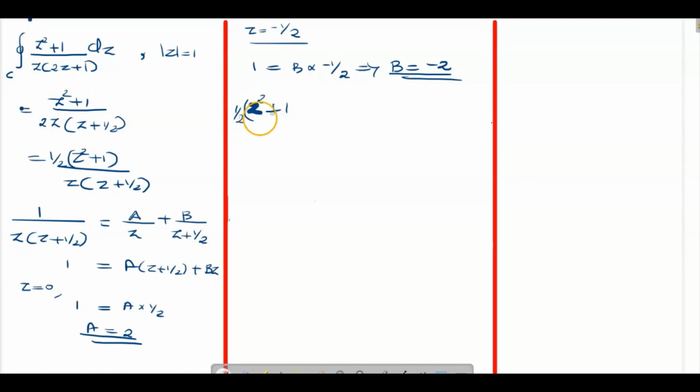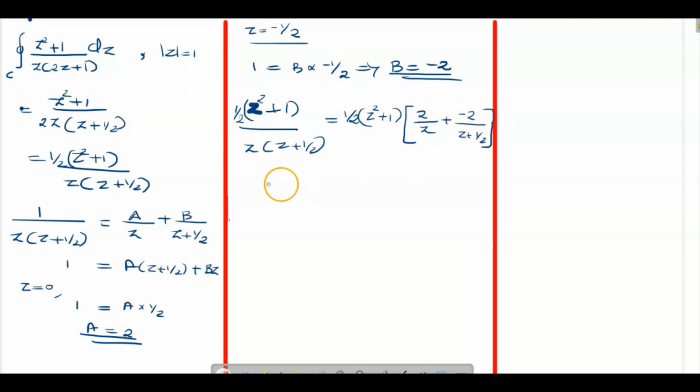1 by 2 into z square plus 1 divided by z into z plus 1 by 2 becomes 1 by 2 into z square plus 1 into 2 by z minus 2 by z plus 1 by 2. What is the integration? Closed integral over c, 1 by 2 into z square plus 1 divided by z into z plus 1 by 2 dz equal to 1 by 2, 1 by 2, 2 cancelled.